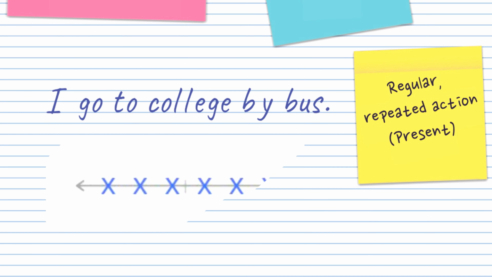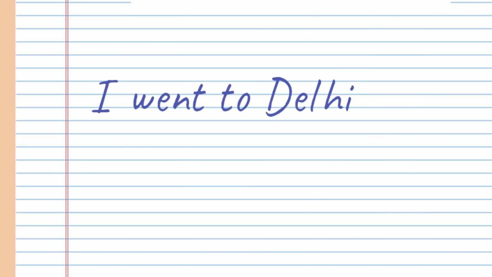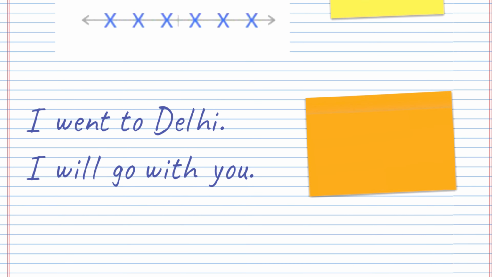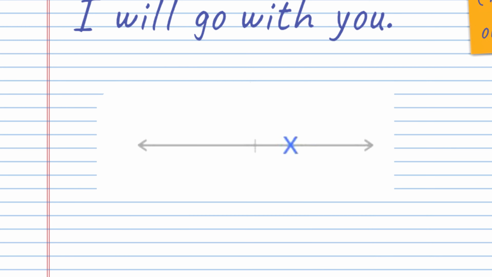Let's take up another example to see how simple aspect refers to single action. I went to Delhi. I will go with you. In the first sentence, there is a single action which happened in the past, and in the second, a single action which will take place in future. So, the simple aspect is used to show something which is a simple, complete action.